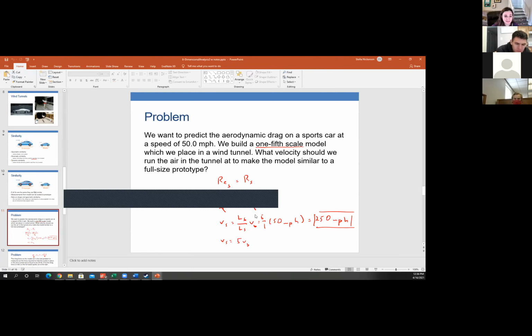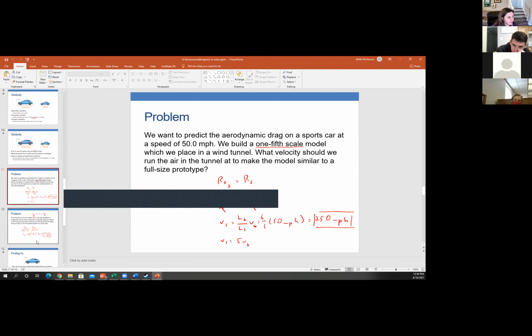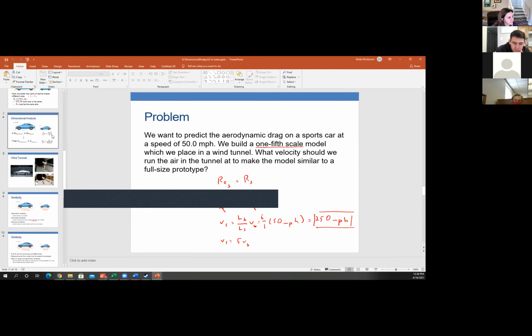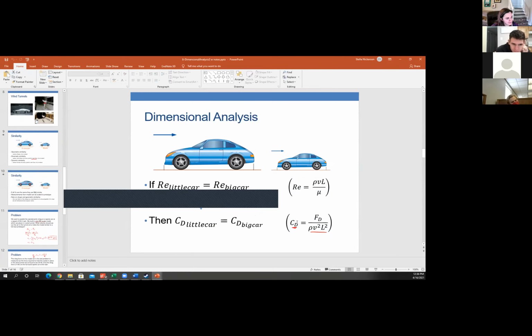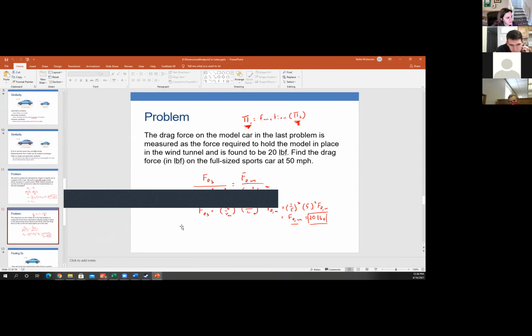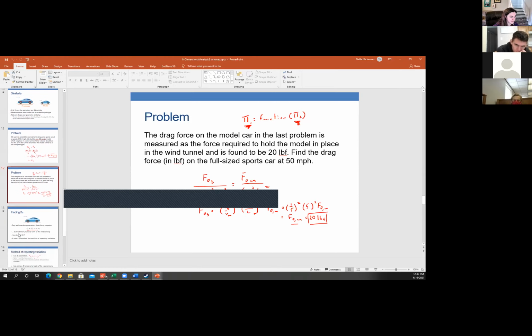And now that the Reynolds numbers are the same, you know that if the Reynolds number is the same, the drag coefficients have to be the same. So then you measure the drag force on the small car and set the drag coefficient equal like this, and you can get the drag force on the big car. So that's a way of using similarity to do dimensional analysis.